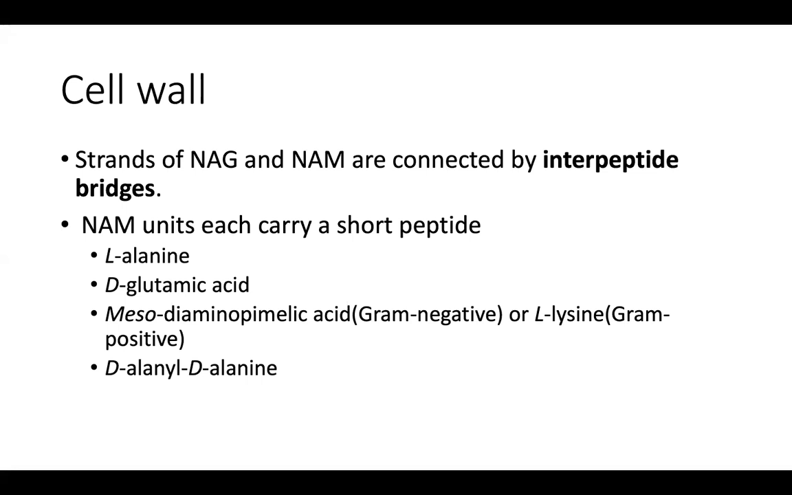And the commonest amino acids in this short peptide that NAM carries are L-alanine, D-glutamic acid, meso-diaminopimelic acid in gram negatives, or L-lysine in gram positives, and then you have the D-alanyl-D-alanine. So sometimes the third amino acid may change depending on which bacterium you're dealing with, but mostly these are the commonest amino acids that are carried on NAM.